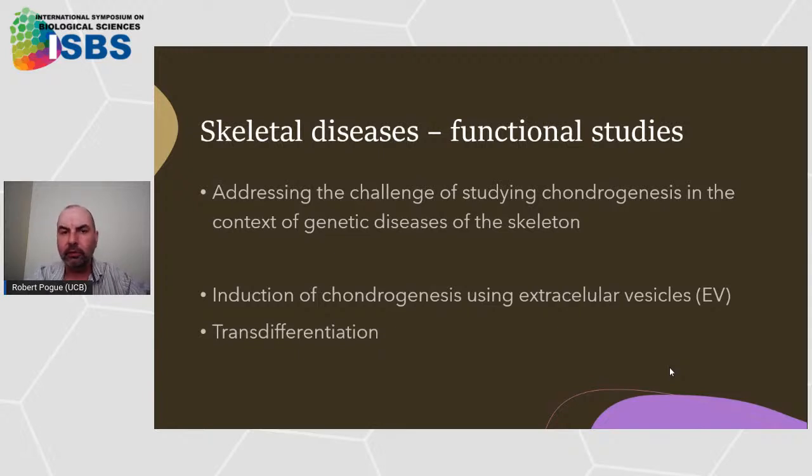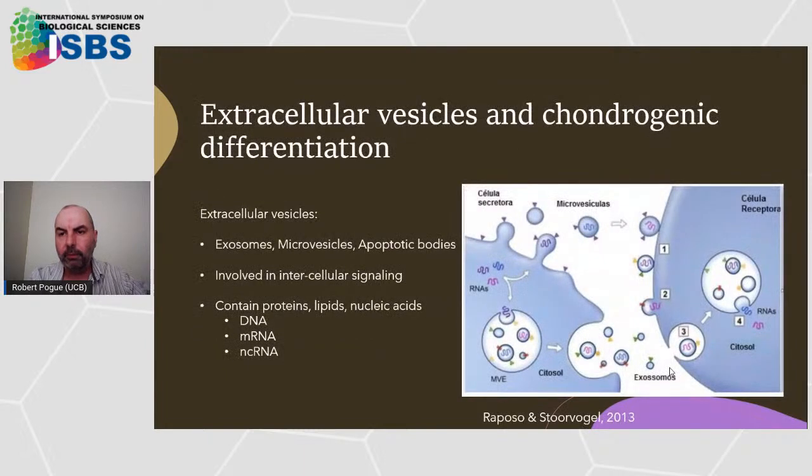We've been looking at using extracellular vesicles for the induction of chondrogenesis, and we've also been looking at methods of transdifferentiation, which means that you go straight from one somatic cell, for example a fibroblast, and you convert this into a chondrocyte. Now, I'm not going to say anything more about transdifferentiation because our work in this regard is very preliminary and I don't have very interesting data to show you, but I would like to talk to you a little bit more in these last few minutes about extracellular vesicles and the potential that they have to induce chondrogenesis.